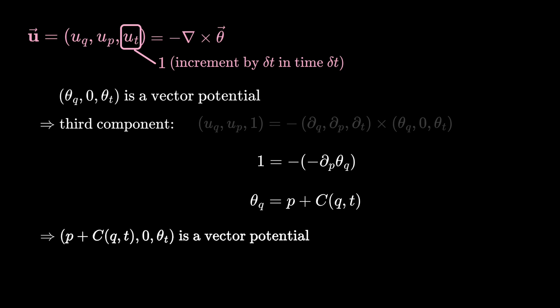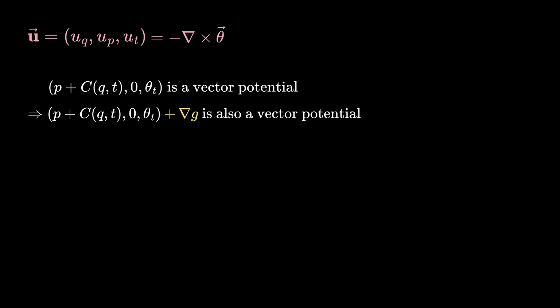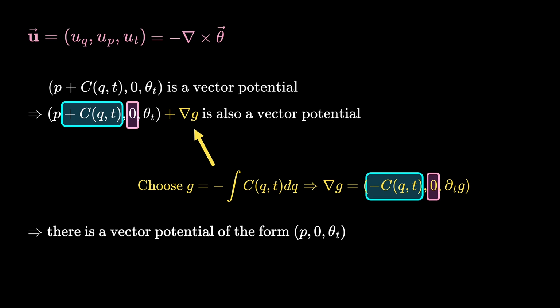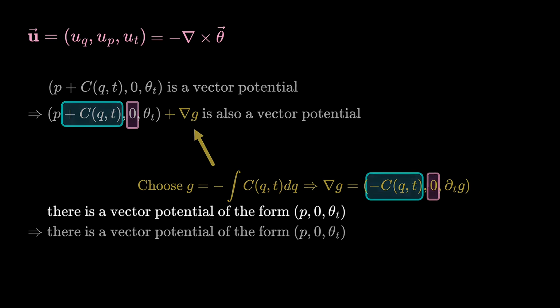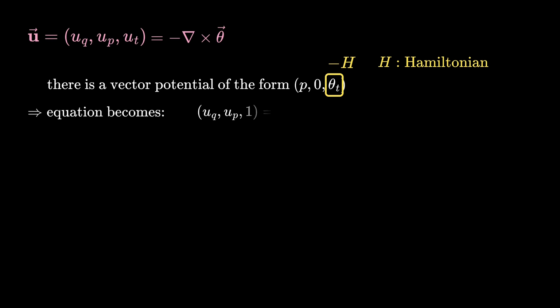But you probably know where this is going. We can add another gradient cleverly. This time, we choose a function g such that in addition to cancelling the c function, it also doesn't depend on p, so the second component remains 0. The upshot is that there must be a vector potential of the form p, 0, theta t. Let's rename theta t as minus h and call this h the Hamiltonian.